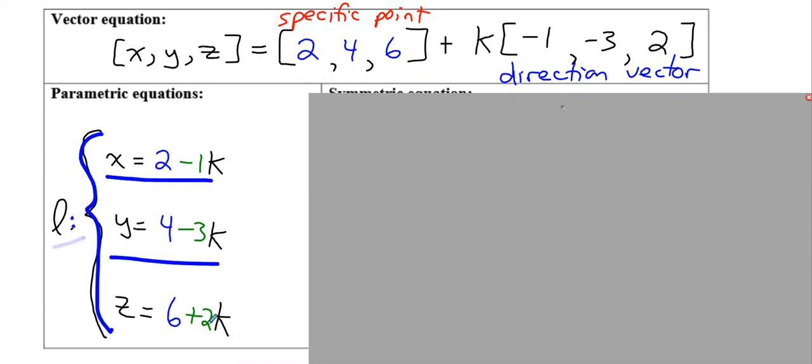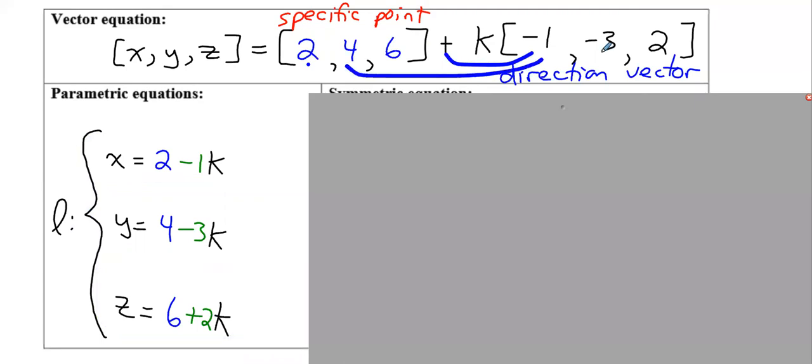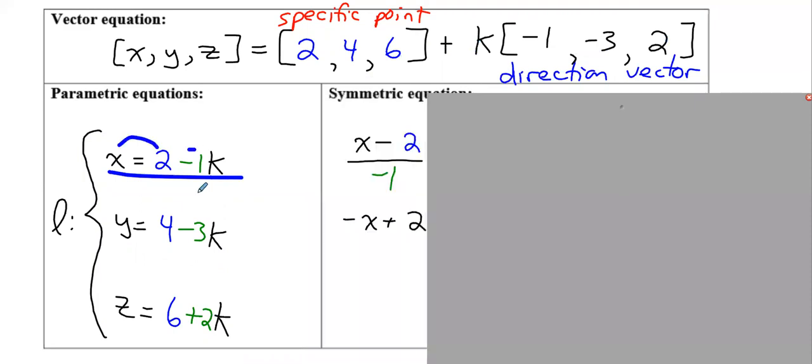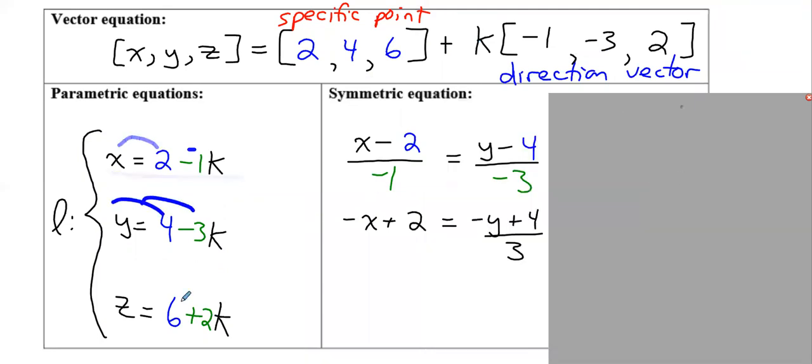And notice the way I've written it here, it doesn't have to be the variable first, so just go in order. So 2, and then here we have a k in the -1, so it's -1k, and then 4, and then the k in the -3, and then lastly the 6 and the 2 and the k. All right, and then here, once again, we can solve for k in each one of them. So subtract 2 from both sides here, and then divide by -1 to get the x portion. Subtract 4, divide by -3 to get the y portion. And then subtract 6, divide by 2 to get the z portion.